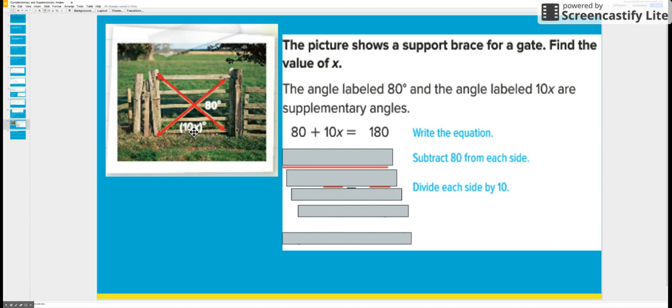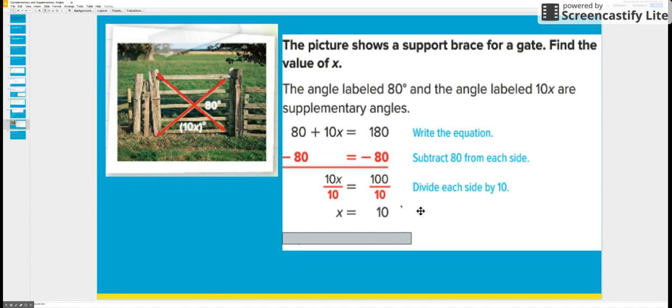So that means that they have to total 180 degrees when you add them. So 80 plus 10x has to equal 180 degrees. Let's solve this equation. Undo the addition or subtraction first. Minus 80 on both sides. Then you're left with 10x is equal to 100. Here you would just divide both sides by 10, and you would get your x to be 10. So the value of x here would be 10.